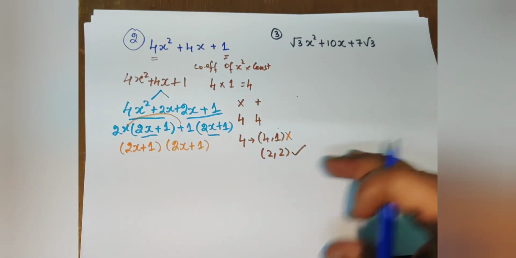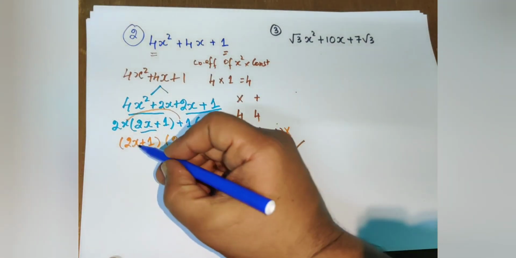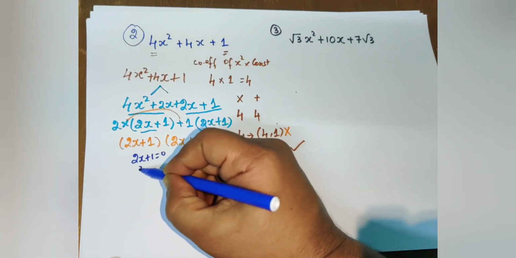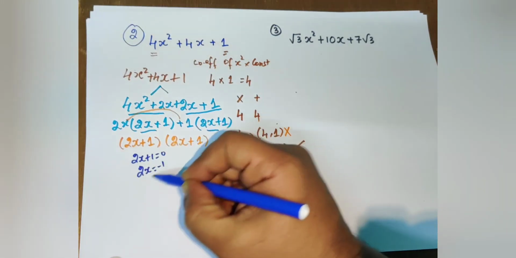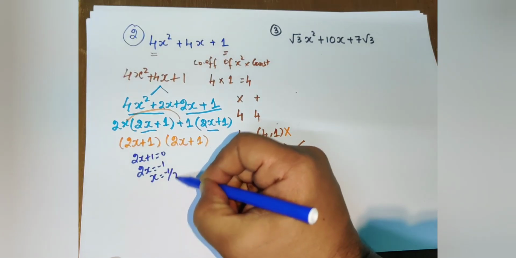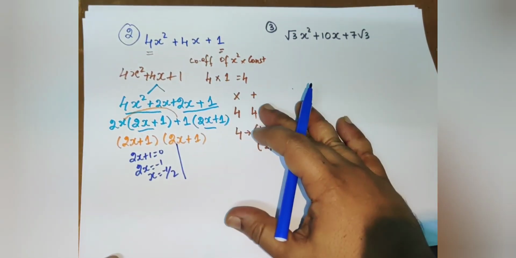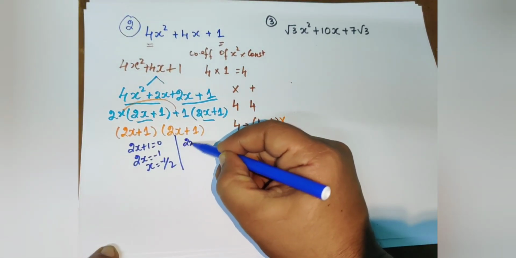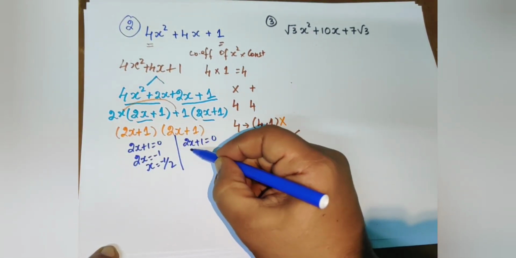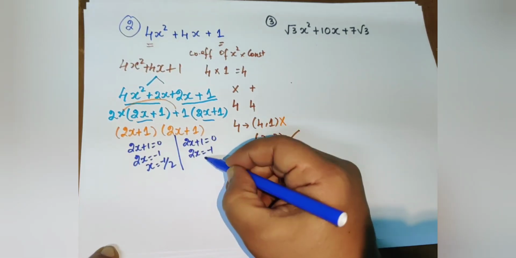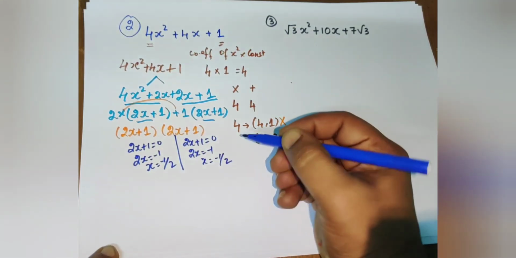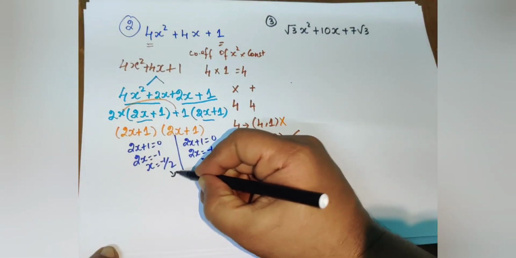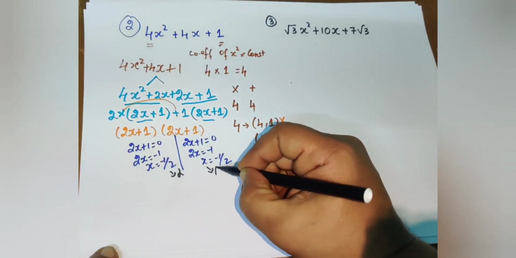Now we are going to find the zeros. 2x plus 1 equals 0, 2x equals minus 1, x equals minus 1 by 2. The same thing will come here also: 2x plus 1 equals 0, 2x equals minus 1, x equals minus 1 by 2. So we have found the zeros. The first zero we consider as alpha, the second zero we consider as beta.